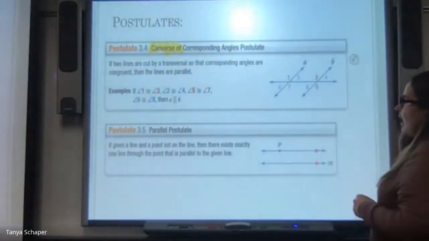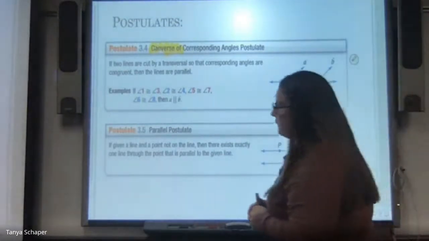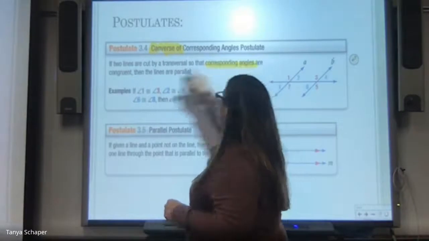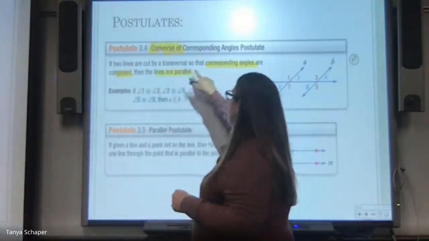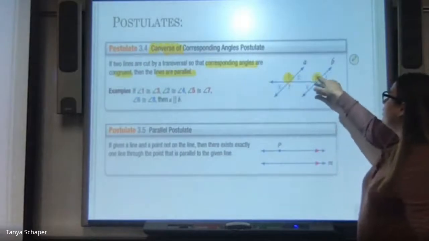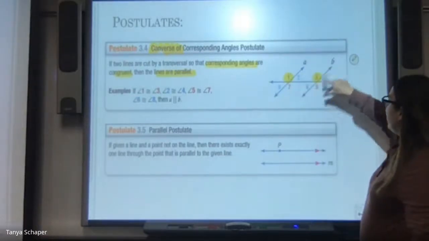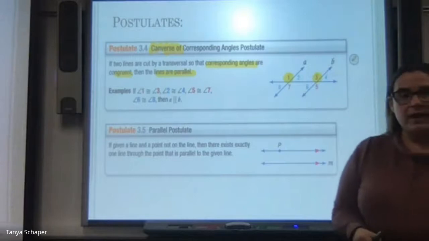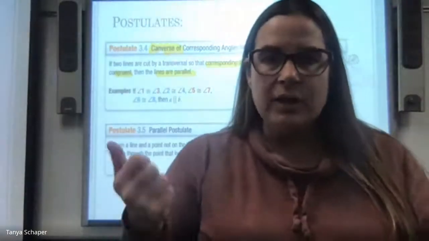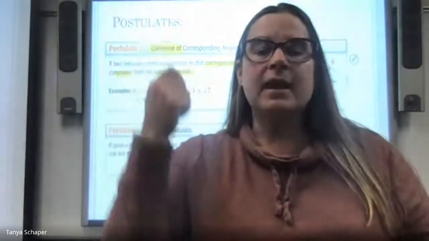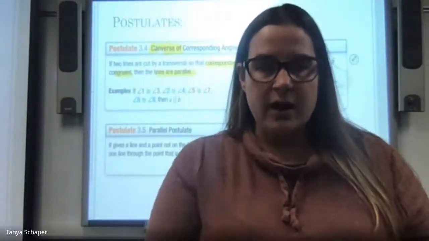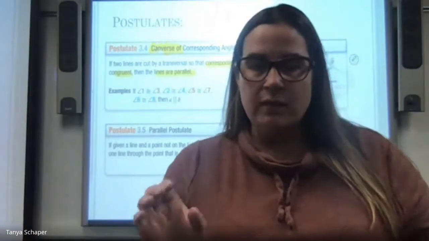So with the converse, we're saying if the corresponding angles are congruent, then the lines are parallel. So if 1 and 3 are congruent, we can say line A and line B are parallel. The theorems and postulates prove angle relationships. The converses prove lines parallel. I'm going to say that one more time. You're going to want to write that down.